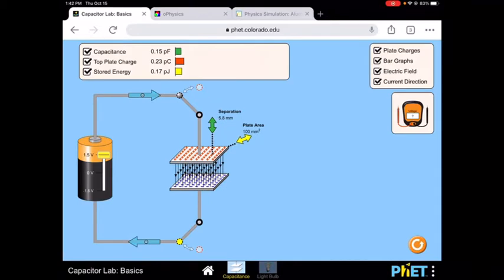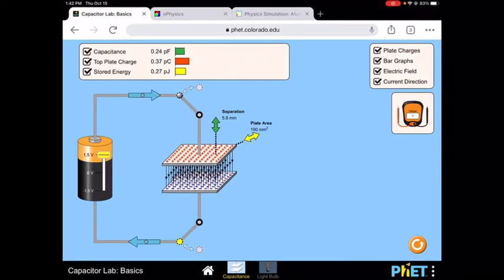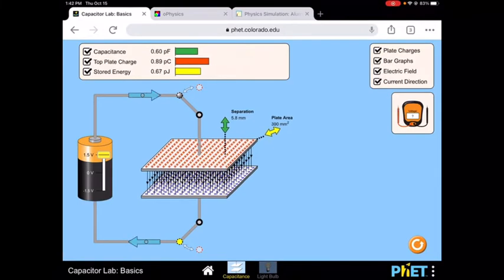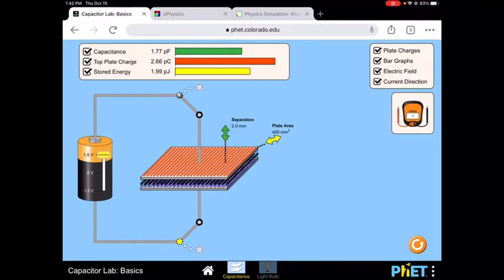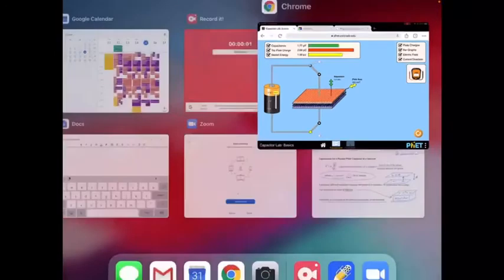The other thing I can change is the plate area. The bigger the plate area, the more charge I can store, and therefore more capacitance. So increasing the plate area increases the capacitance. Decreasing the plate separation increases the capacitance.